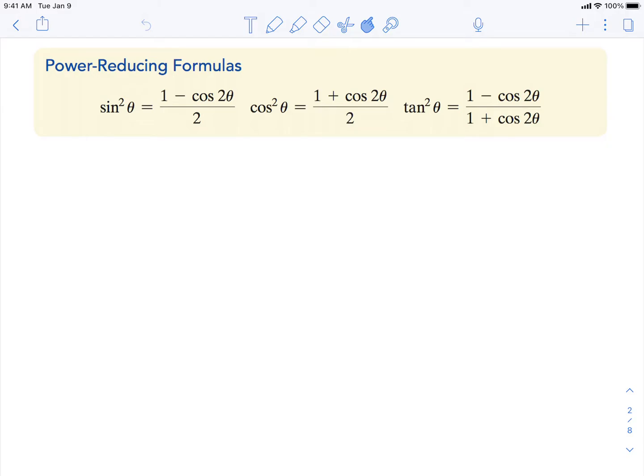All right, this lesson is on the power reducing formulas. So we have sine squared of theta, cosine squared of theta, and tangent squared of theta, and how to reduce them down to a lower power, a power of 1.